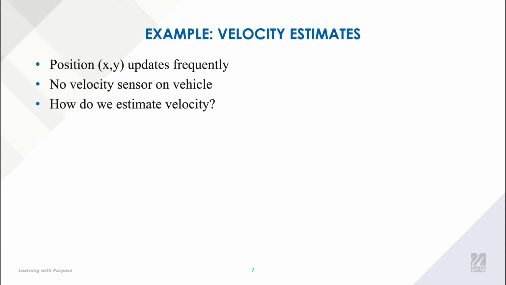As an example here, let's consider a robot where we get position updates frequently, but we don't actually have a velocity sensor on the robot. So maybe your robot's got a working GPS that tells you what position you move to from time to time, but the speedometer for some reason isn't working and GPS isn't giving you that. So how do you estimate velocity if you only have these position updates?